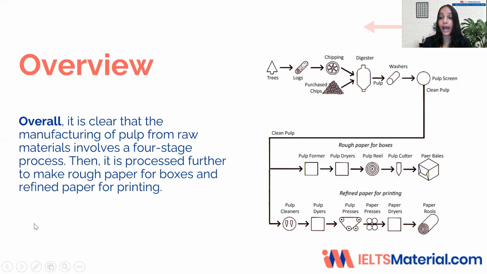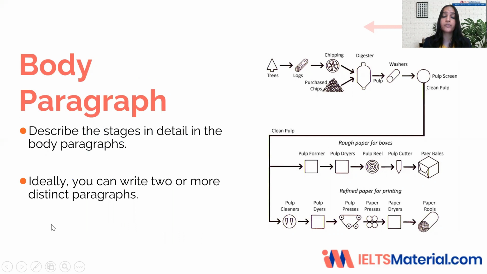Now let's have a look at the body paragraphs. How do we structure it? Let's see. Now in the subsequent body paragraphs, we are going to describe each stage in detail. Now ideally you should write 2 or more distinct paragraphs so that there is some kind of clarity and coherence in the details that you give.